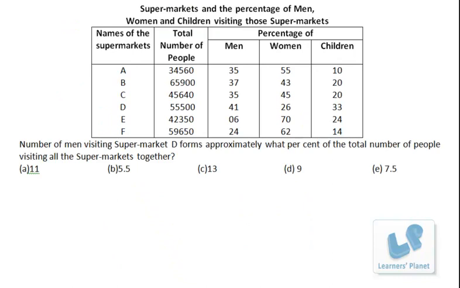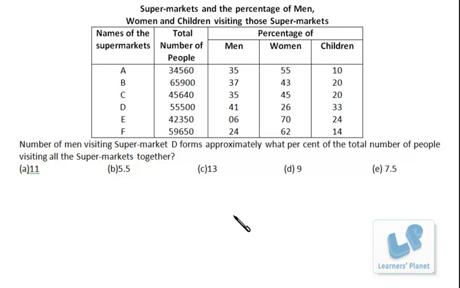Now let's take this set of questions. Supermarkets and the percentages of men, women and children visiting those supermarkets. Now there are 1, 2, 3, 4, 5, 6 supermarkets and the men, women, children percentage breakup is given, right? Now let's take up the first question. Number of men visiting supermarket D forms approximately what percent of total number of people visiting all the supermarkets together?